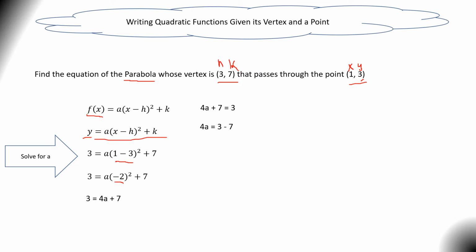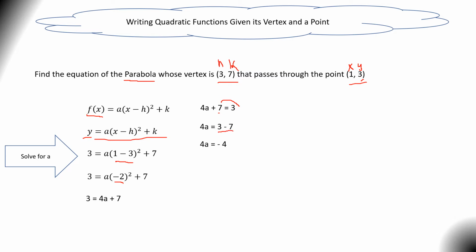Then we transpose the constant. Itong 7 na to, lilipat lang natin sa right side, magiging negative 7. So 4a is equal to 3 minus 7. Then 4a is equal to negative 4. Dahil 3 minus 7, negative 4.